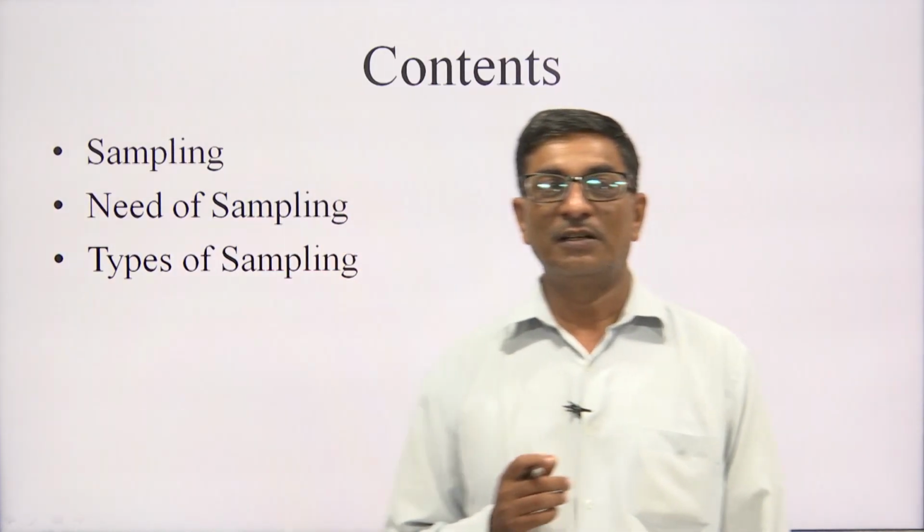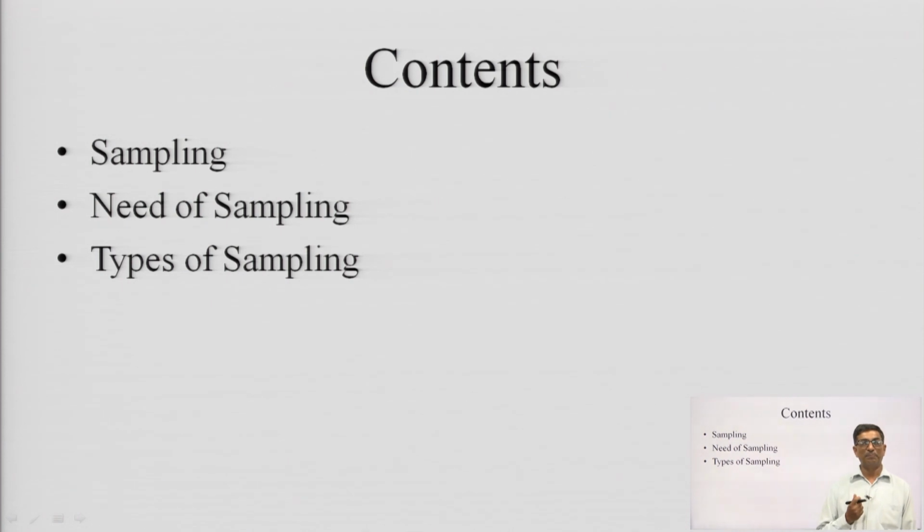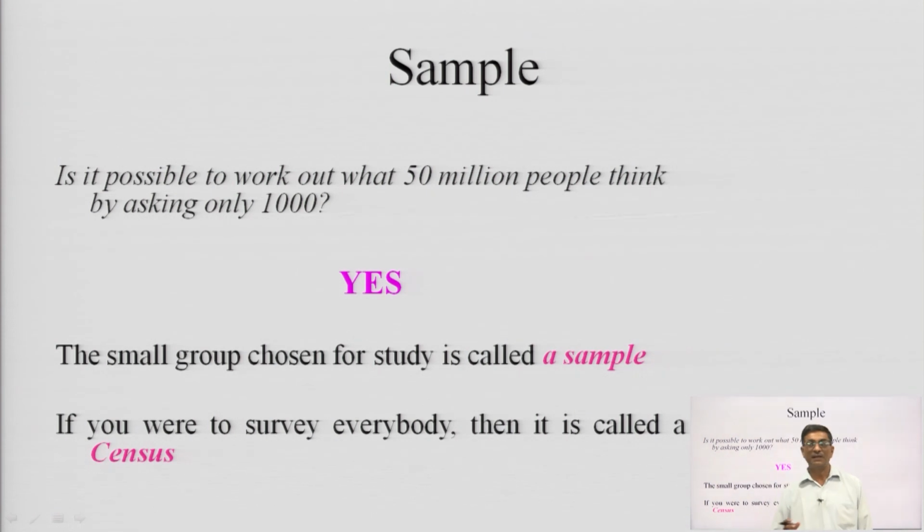In this lecture, I will cover these 3 points: sampling, need of sampling and types of sampling. Before we go to understand sampling, we first understand what a sample is. Is it possible to work out the thinking of 50 million people by asking only 1000? The answer is yes.